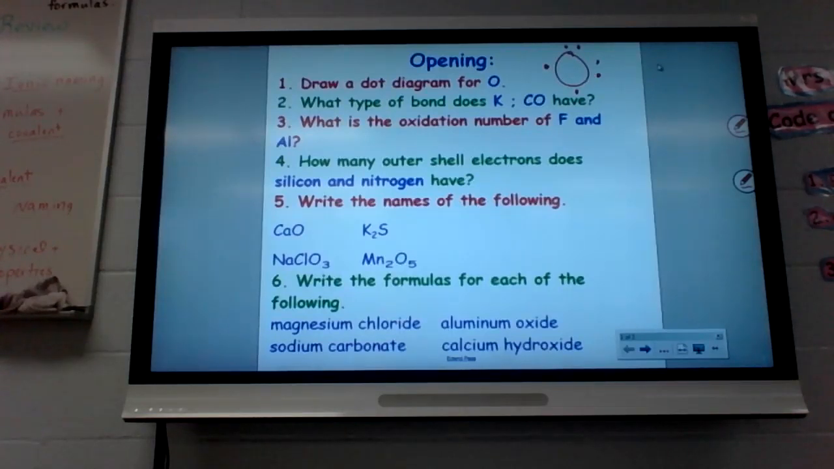For nitrogen, Liliana, how many outer shell electrons for nitrogen? Well, that's your periodic table. I'm all about some equal going around getting everybody today.